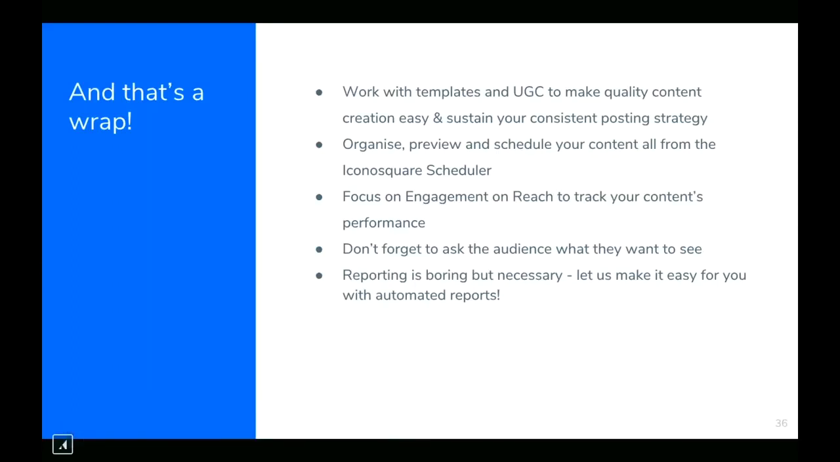Okay, we've reached the end of the webinar. And now hopefully you have all the building blocks you need to create an amazing content strategy that gets measurable results. On this slide I've just summarized what we've learned today. Working with templates and UGC to make quality content creation easy. You can organize, preview, and schedule your content all from the Iconosquare scheduler. Focus on engagement and reach, and track your content's performance. Don't forget to ask the audience, like in Who Wants to Be a Millionaire, what they want to see. And reporting is boring but necessary, so let us make it easy for you with automated reports.